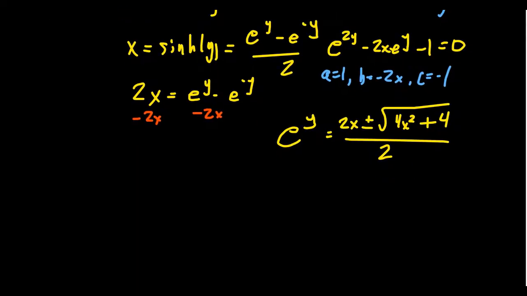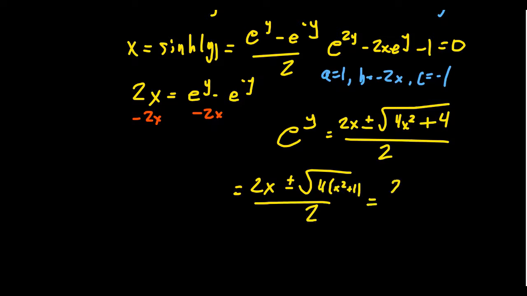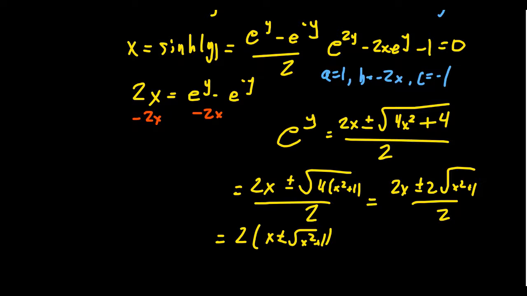Trying to simplify this thing, notice we can factor out a 4, leaving behind x squared plus 1, for which then the square root of 4 is a 2. So we get 2x plus or minus 2 times the square root of x squared plus 1 all over 2. You can factor the 2 out from the numerator, and this will cancel out with the 2 in the denominator, thus simplifying to give us x plus or minus the square root of x squared plus 1, which is equal to e to the y.